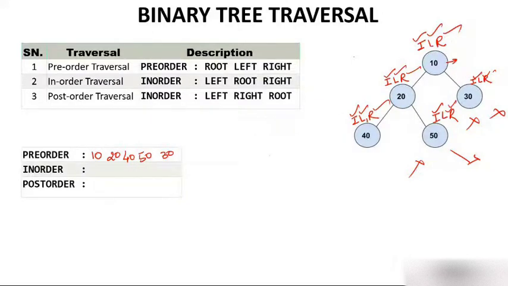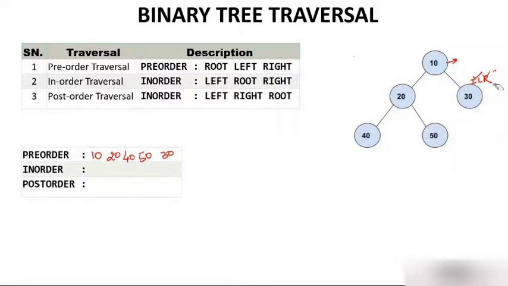So we have traversed every node. The pre-order traversal is 10, 20, 40, 50 and 30. Fine. Okay. So this was pre-order traversal. Let me show you the right. So we have completed the pre-order traversal.